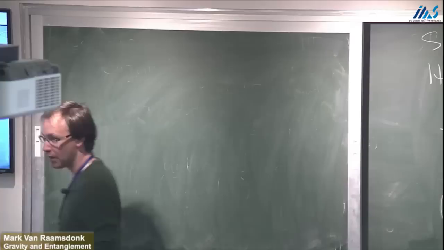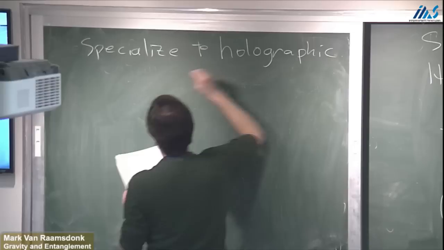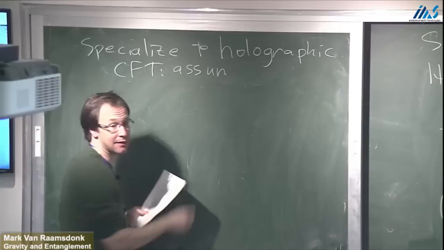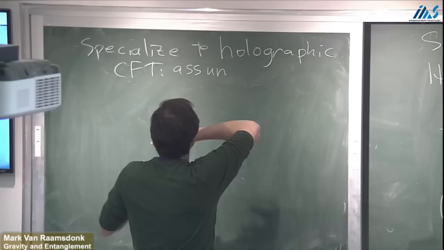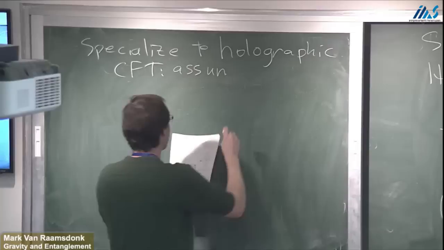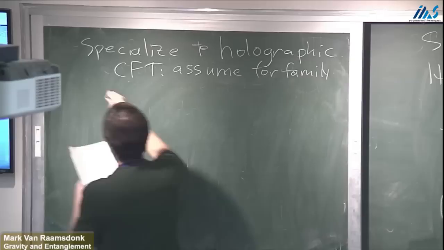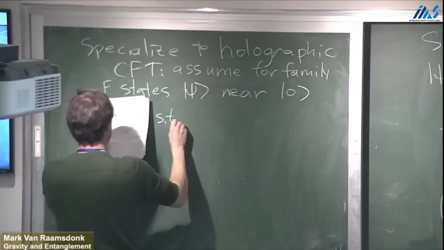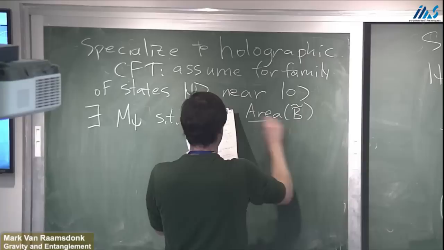Okay, so now we want to specialize to a holographic conformal field theory. So a conformal field theory that satisfies our basic assumption that I'll restate. So actually, I'll state a weaker assumption. For the rest of the talk, all I need is this weaker assumption. So suppose we have a conformal field theory, and we're going to assume that for some family of states, psi near the vacuum, there exists a dual geometry such that that geometry computes the entanglement entropies.